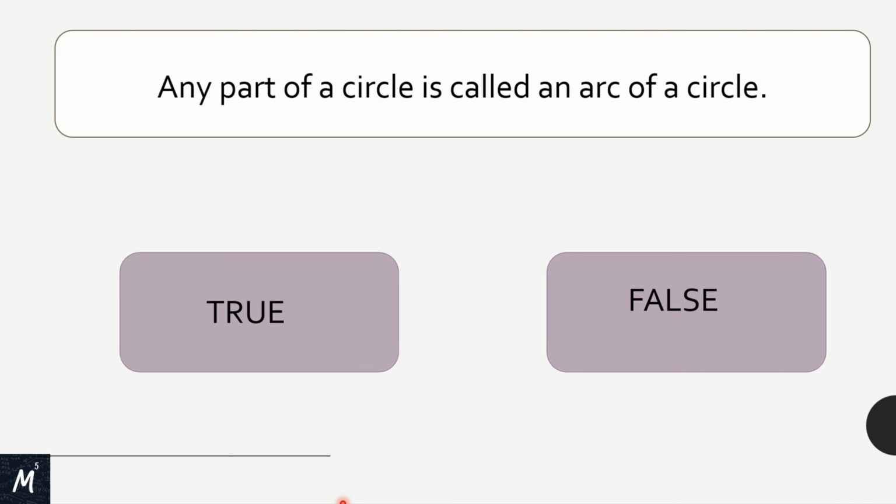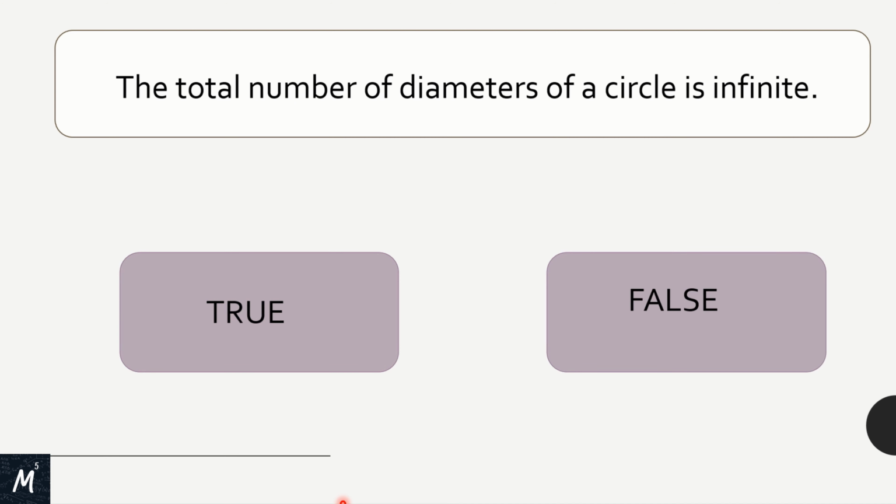Next, any part of a circle is called an arc of a circle. Yes, this one is true. We know an arc is a small portion of a circle. Total number of diameters of a circle is infinite. So this one is true because we could draw an infinite number of diameters in a circle. That is why.